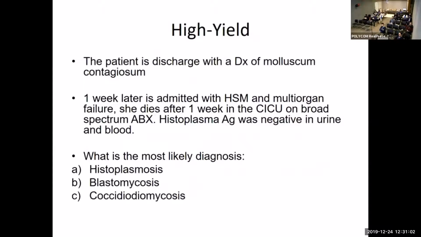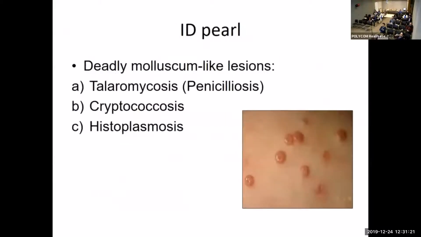Histoplasmosis, blastomycosis, cocci? Somebody say cocci. Blasto, okay, one blastomycosis here, and thalaromycosis. Okay, good. The correct answer here is thalaromycosis. So this is an ID pearl: there are lesions that look like molluscum, but they can kill you.